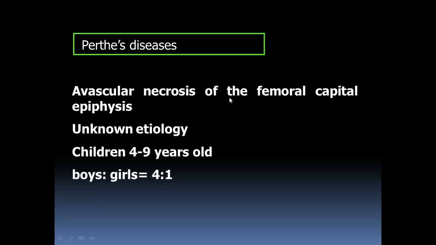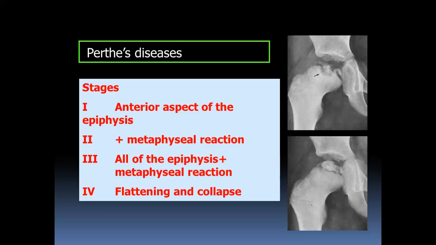Perthes disease is something similar but occurring in the young. It's avascular necrosis of the femoral capital epiphysis. There is no known etiology, and boys are again more affected than girls. In Perthes disease, this is the end result. We have stages again.